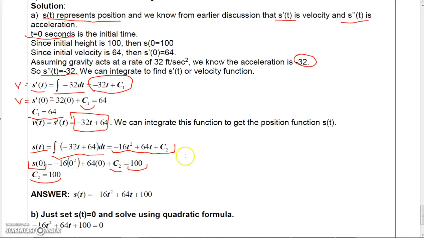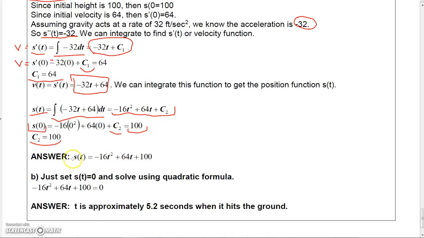Now we can plug the 100 in for c2, and we get that the position function is negative 16t squared plus 64t plus 100. And now we could answer a whole slew of questions, but let's just focus on the question we were asked.